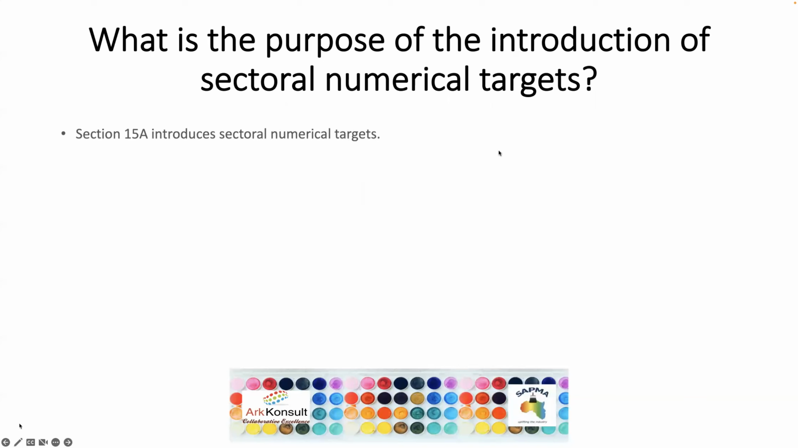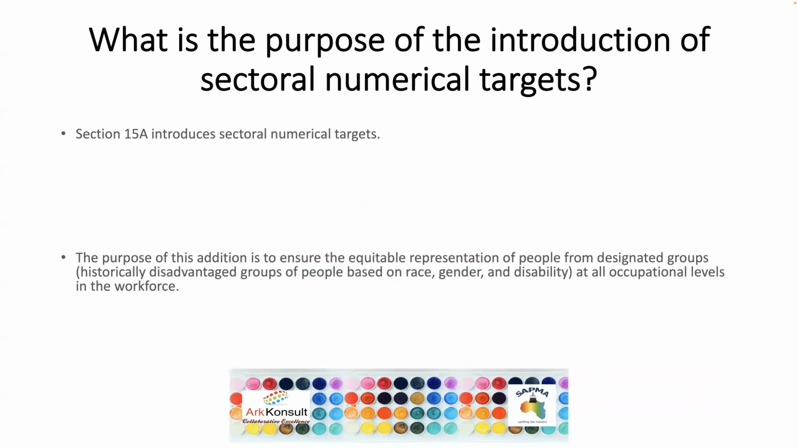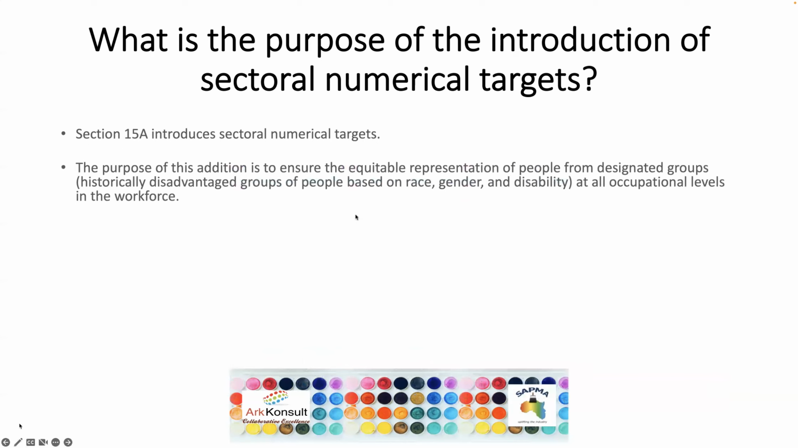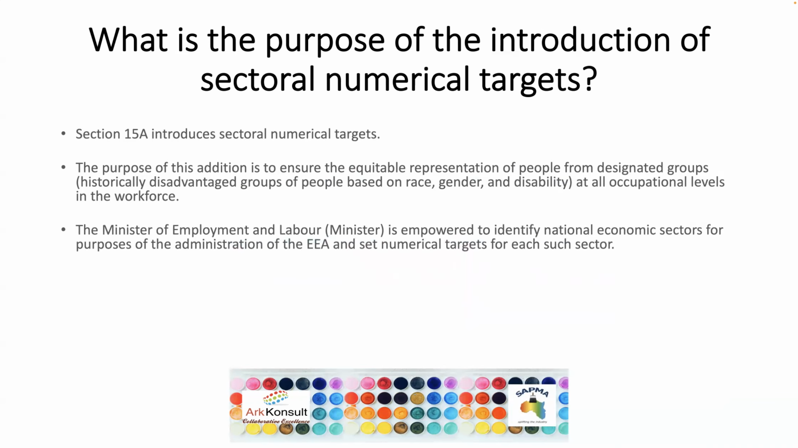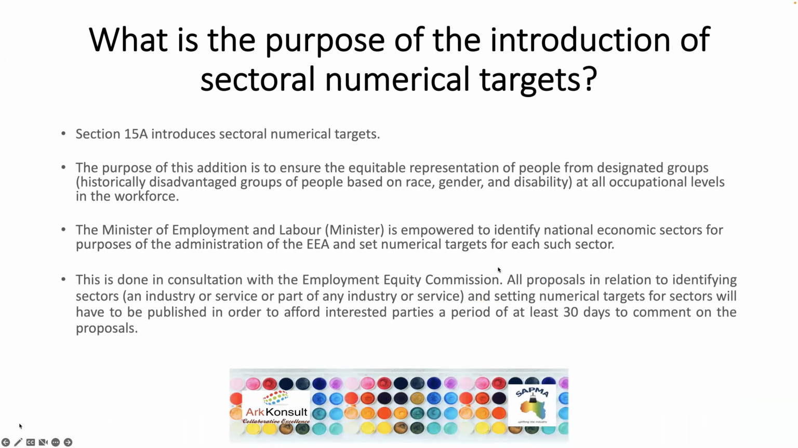Section 15A introduces sectoral numerical targets. The purpose of this edition is to ensure the equitable representation of people from designated groups historically disadvantaged, people based on race, gender, and disability at all occupational levels in the workplace. The Minister of Employment and Labor is empowered to identify national economic sectors for purposes of the administration of the Employment Equity Act and to set numerical targets for each sector.